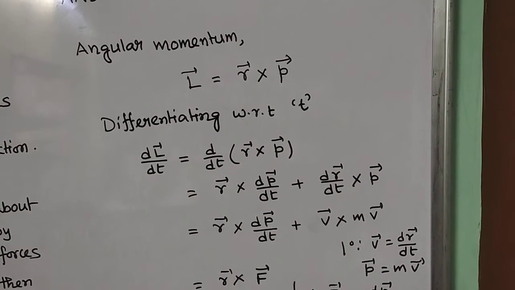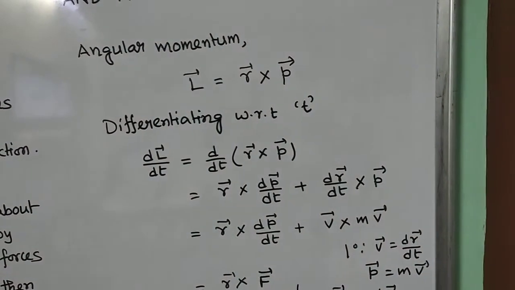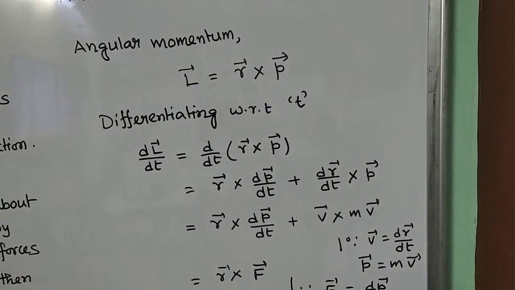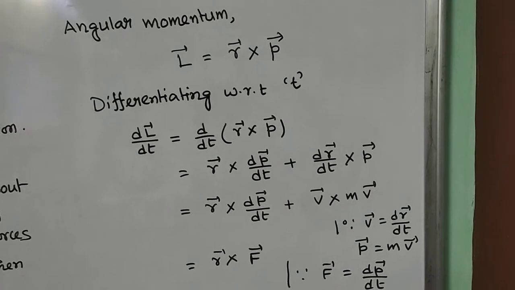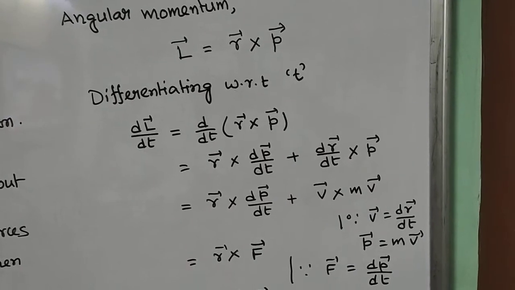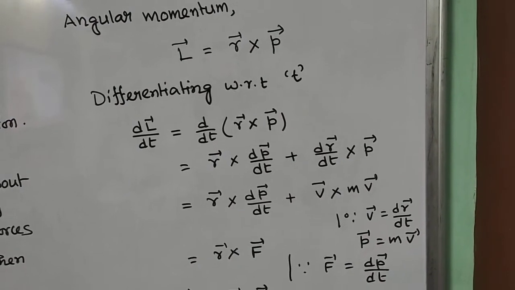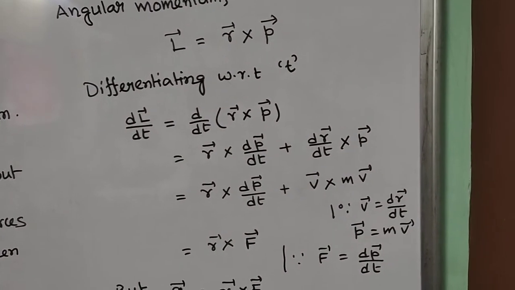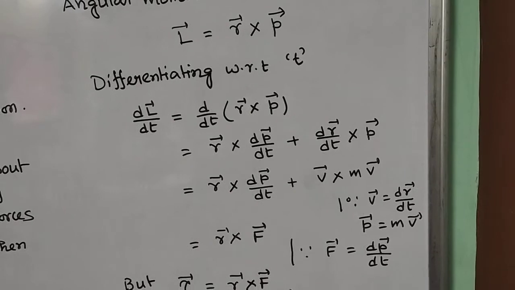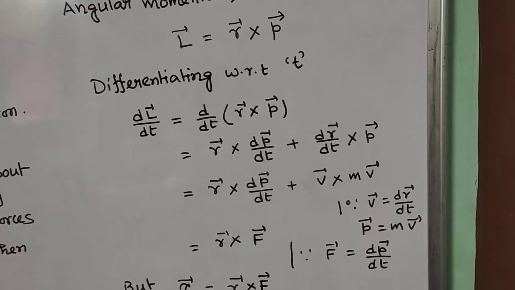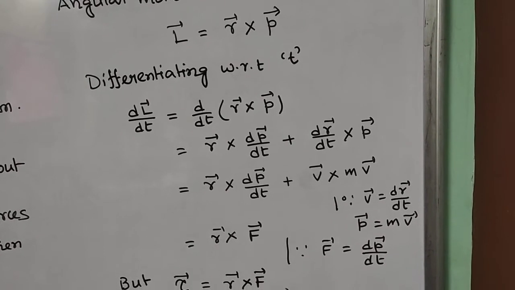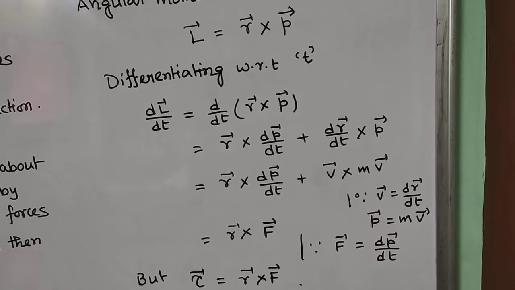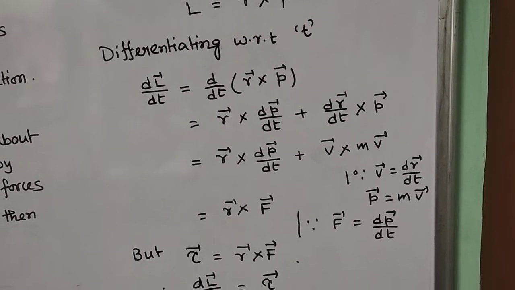So dr/dt is the velocity, so v vector, and linear momentum is mass into velocity, so mv vector. Now the cross product of two similar quantities is 0, because the angle between the two vectors is 0 degrees. Sine 0 degrees is 0, so that's why the second term goes off. And F vector is dp/dt, that is the rate of change of momentum. This is from Newton's second law. So you are getting dL/dt equal to r vector cross F vector.